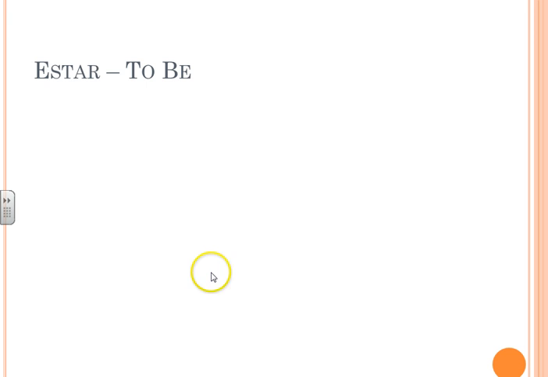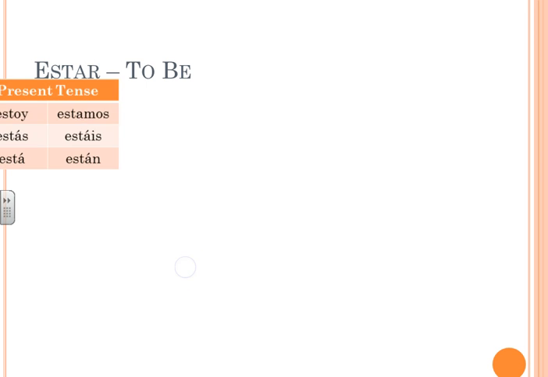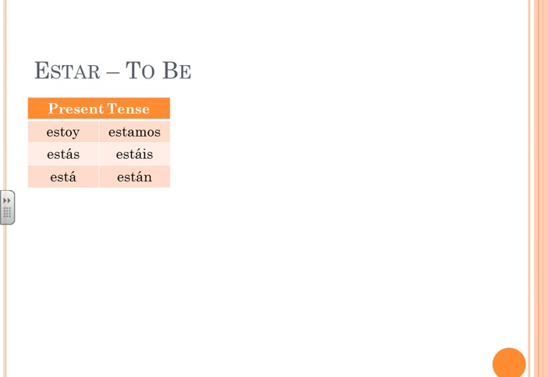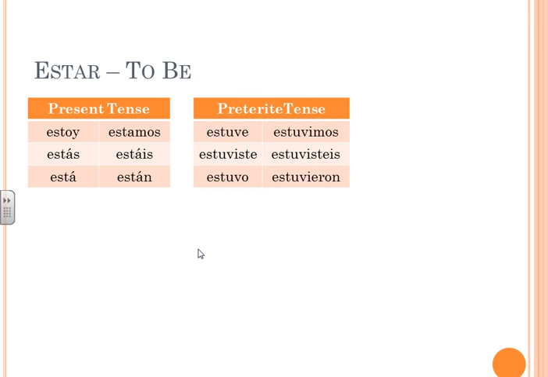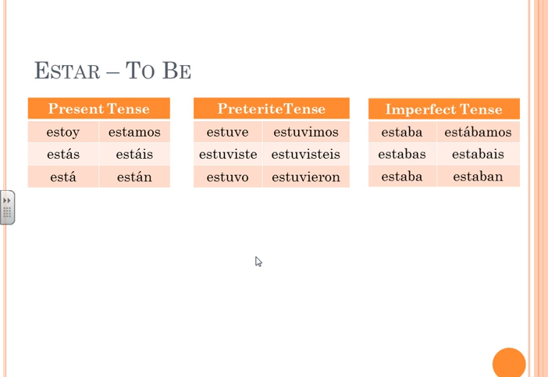Okay. Quick review of the verb estar. Again, it also means to be. And here are its three conjugations. So we have in the present tense estoy, estás, está, estamos, estáis, and están. Preterite tense, estuve, estuviste, estuvo, estuvimos, estuvisteis, and estuvieron. And finally, in the imperfect tense, estaba, estabas, estaba, estábamos, estabais, and estaban.